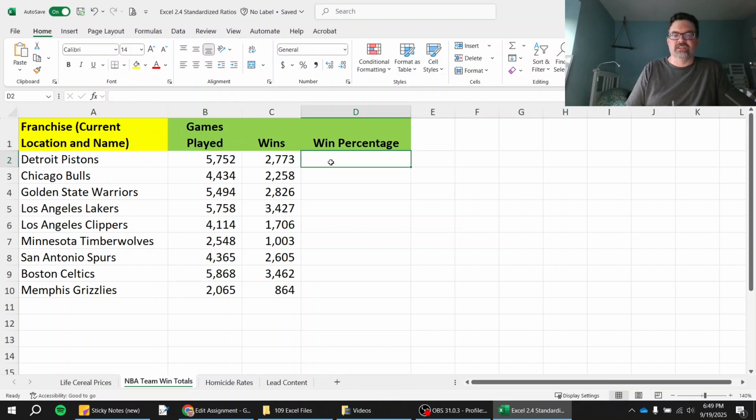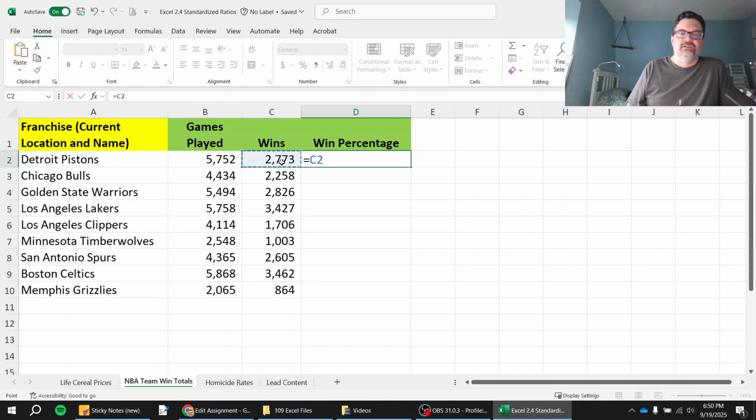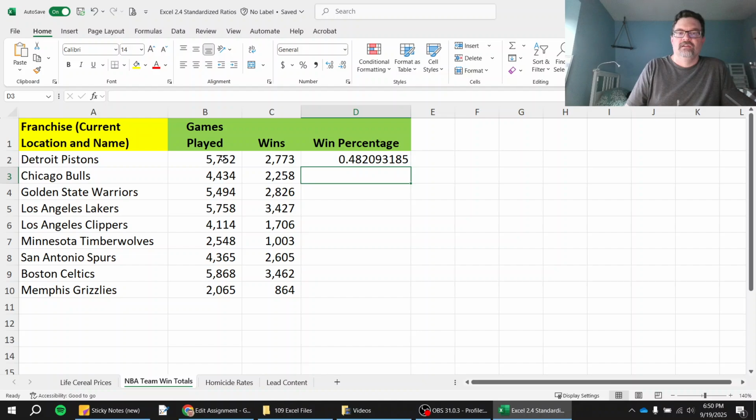What percentage of the games they played did they actually win? All right, well, that's an easy computation. It's just wins divided by games played. So we can just say, for the Pistons here, C2 divided by B2. All right, we get this decimal now. It is not formatted as a percentage.